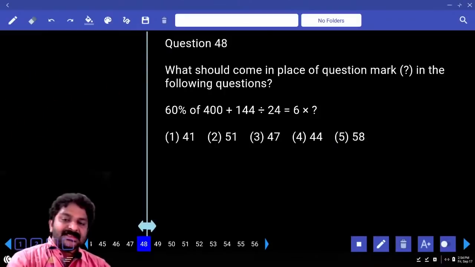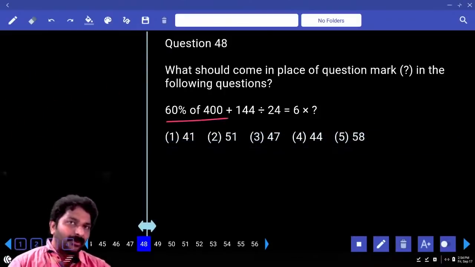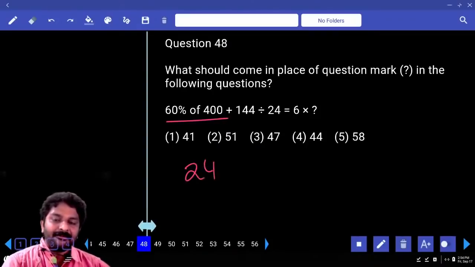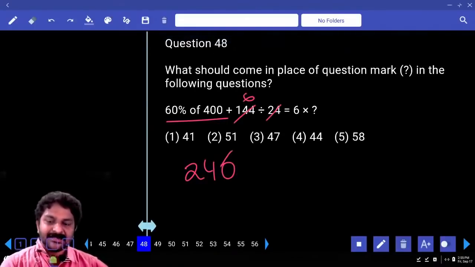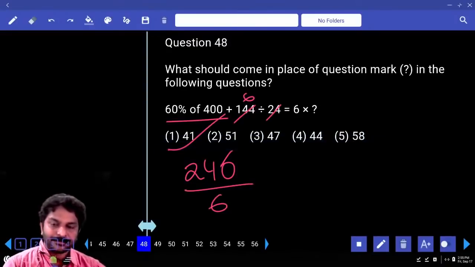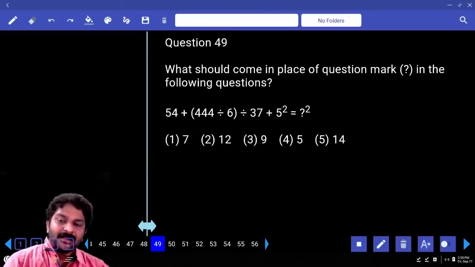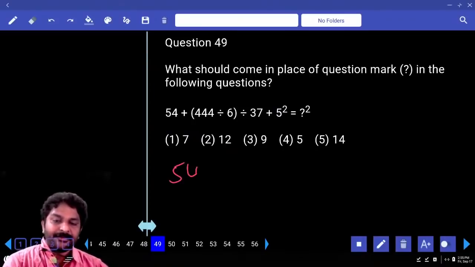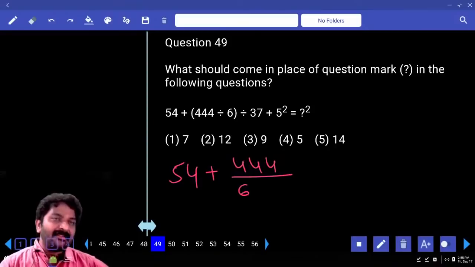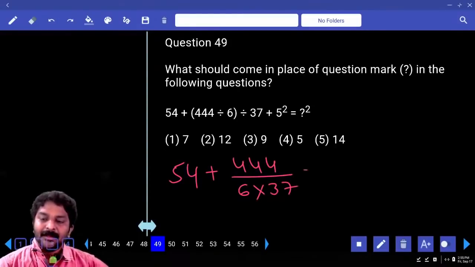Next, 60% of 400, 50% plus 10%, 240, 24, 6 times, that is 246, divided by 6, answer 41. Now, 54 plus 444 divided by 6, and again we have divided by 36, 37, and even that 37 comes in denominator, plus 5 square, which is 20.